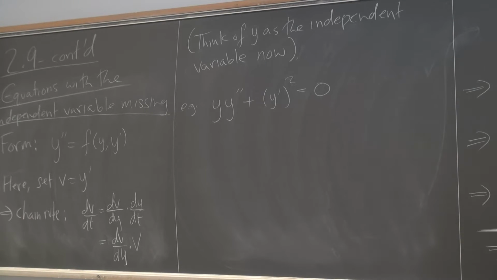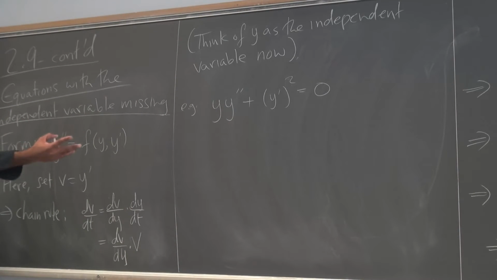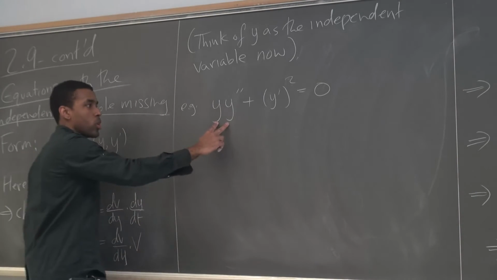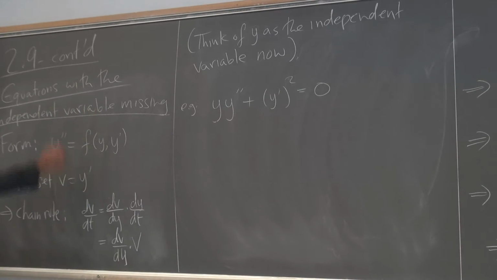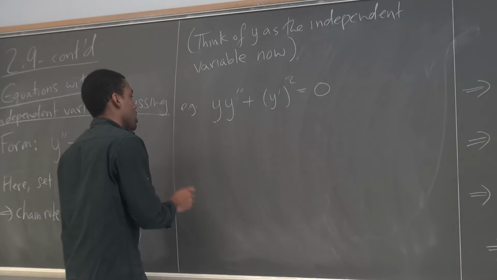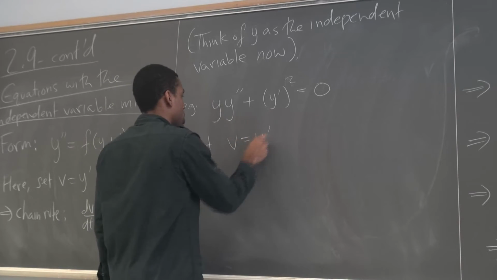Actually, I have a lot to get through in chapter 3. Okay, so here, there's a differential equation. Clearly, it's nonlinear. I have 2 y's multiplying each other, and here I have a y squared, but there is no t. Right? The independent variable is missing. We can still solve this guy. So just follow this. Set v equals y prime.